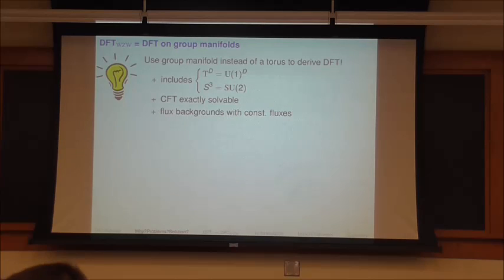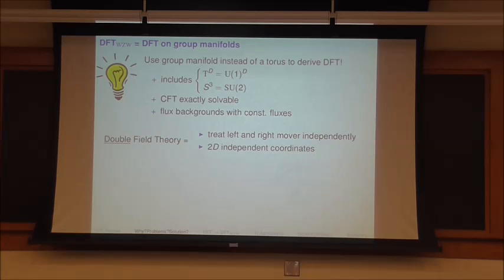And so group manifolds have the big advantage that we, of course, still include the torus, because an abelian group manifold, so U(1) to the power of D, is a torus, but we can, of course, also now include the S3, where we get an SU(2). And these group manifolds have another very important advantage. We can write down a CFT description for them, which still is exactly solvable. So we can really do everything we want on the world sheet. And they can be connected to backgrounds with constant fluxes. So we are really seeing the impact of fluxes in the background.